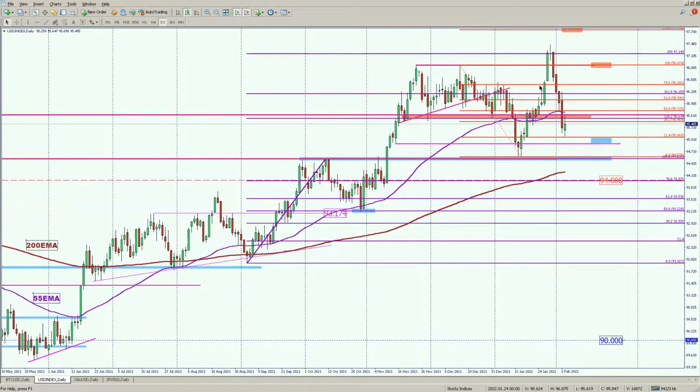All right, so unfortunately, the US dollar could not sustain its bullish breakout, and has fallen back below a key support. So let's see if it's able to recover next week, and it needs to target back up above the 96.00 figure.